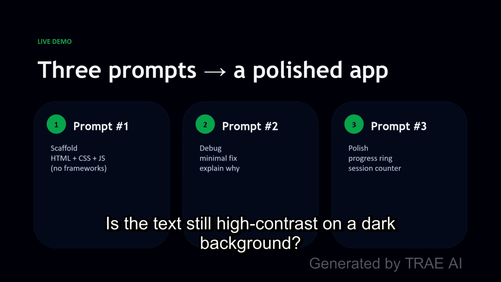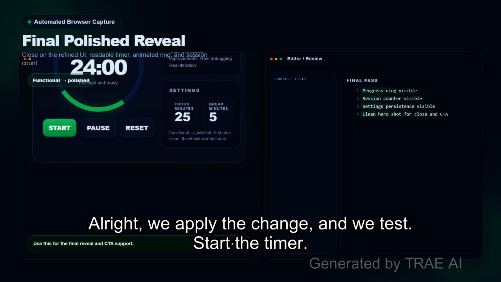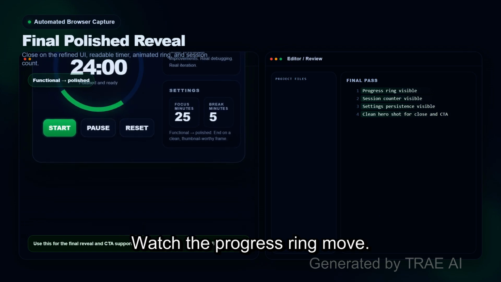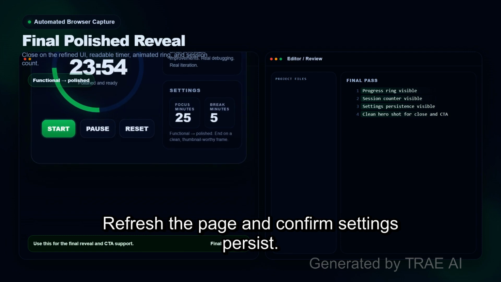Alright, we apply the change, and we test. Start the timer. Watch the progress ring move. Let a session complete, or fast forward for the video, and confirm the session counter increments. Refresh the page and confirm settings persist. And at this point, we have the core promise of Codex demonstrated. We use 3 prompts to scaffold, debug, and polish.